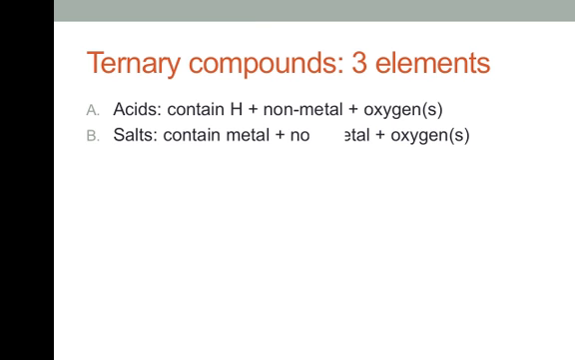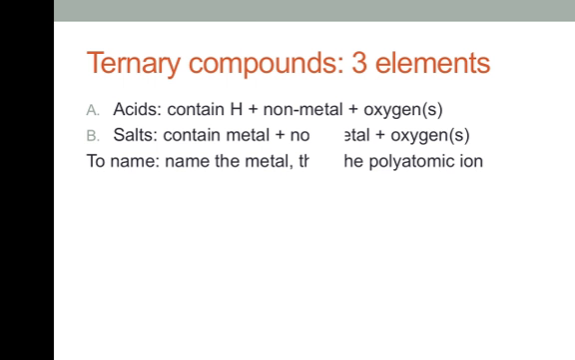Another ternary compound is a ternary salt. Ternary salt will contain a metal instead of hydrogen, and then the nonmetal and the oxygen. So again, that'll be your polyatomic ions. In order to name these, you name the metal, and then you just name the polyatomic ion. So this is actually quite straightforward.